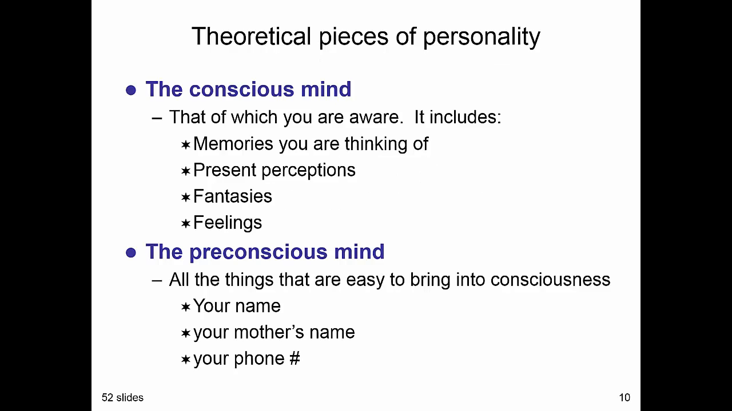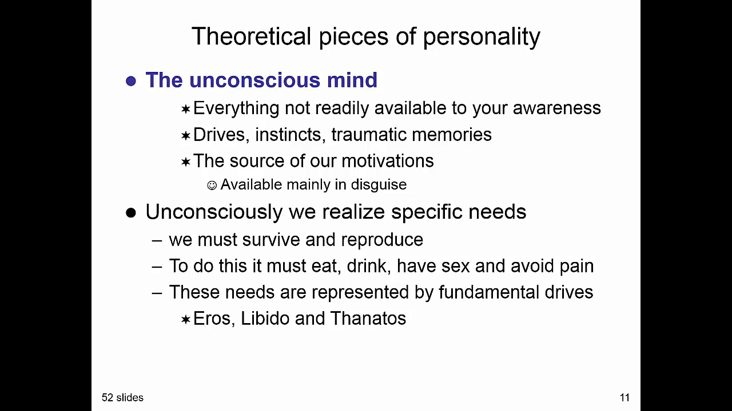So let's continue. The conscious mind is that portion of your mind of which you are aware. It includes memories that are currently crossing your mind, the present perception of your environment, your fantasies, and feelings. The preconscious mind includes material you are not currently considering, but are so close to the surface that naming them will make you think of them. It includes all the things that are easy to bring into consciousness, such as, what is your name? What is your mother's name? And your phone number.